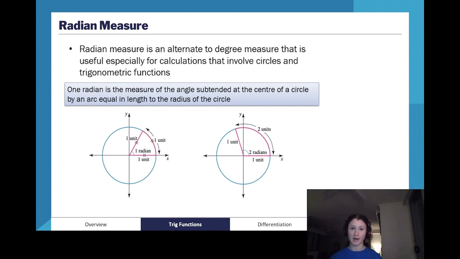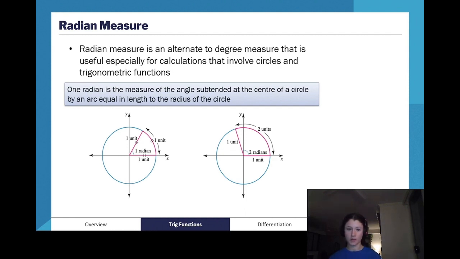Let's start with radian measure. What we've been doing so far when we're looking at angles is we've been using degrees. That's what we've been using in, say, year 8, 9, 10 so far. But when we get into year 11 and year 12, we're actually going to be using a different unit some of the time for degrees. And this is called radians. Radians are used especially for calculations involving circles and trig functions.